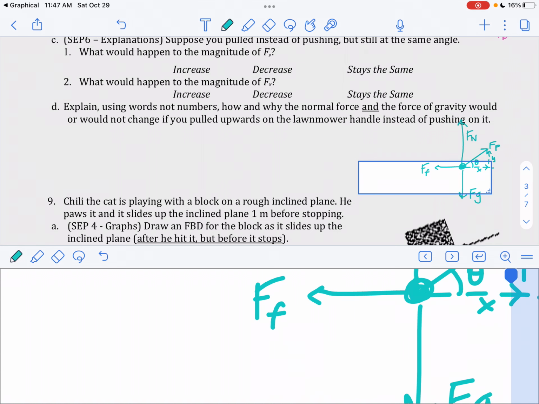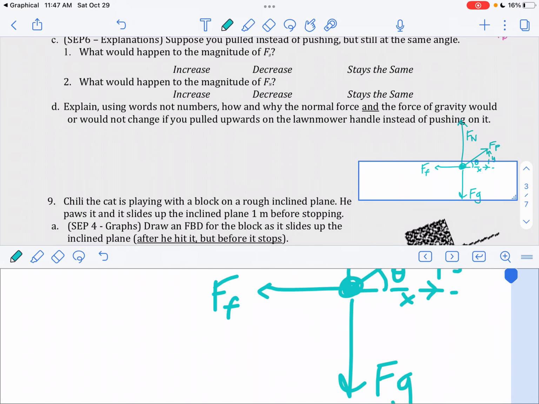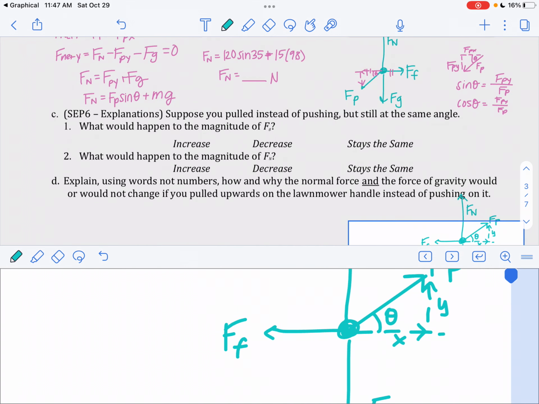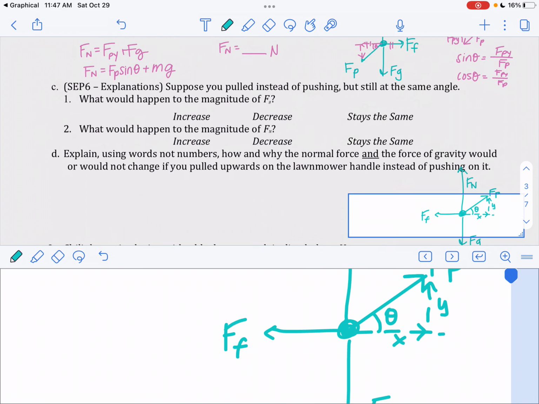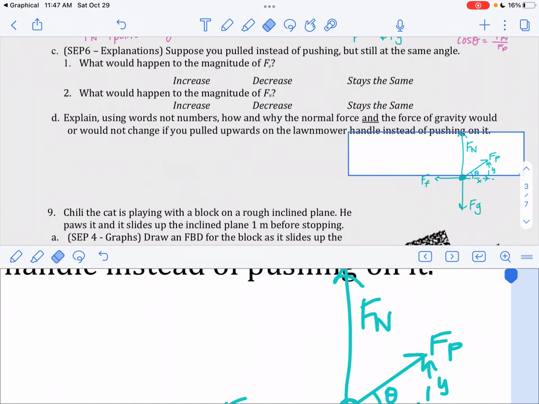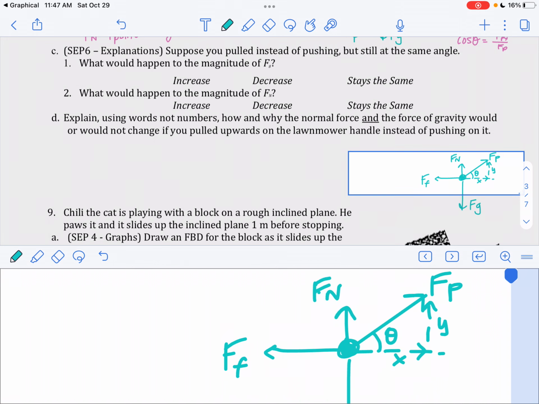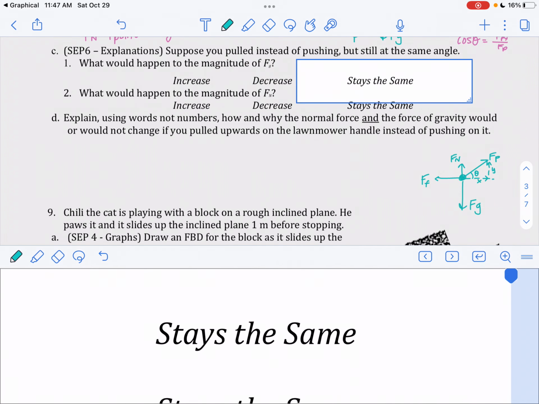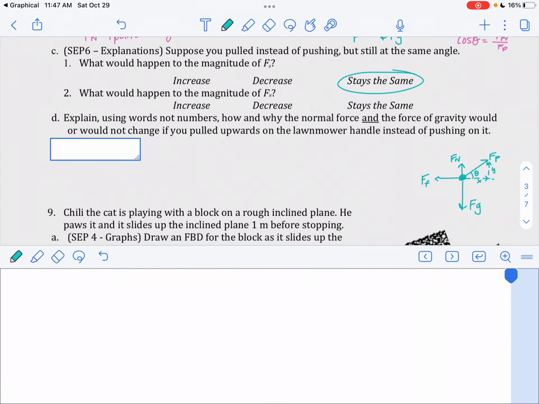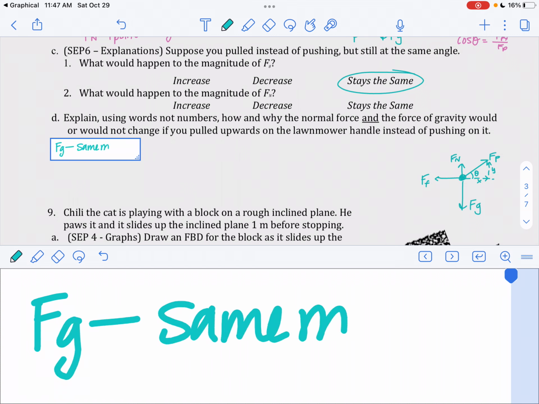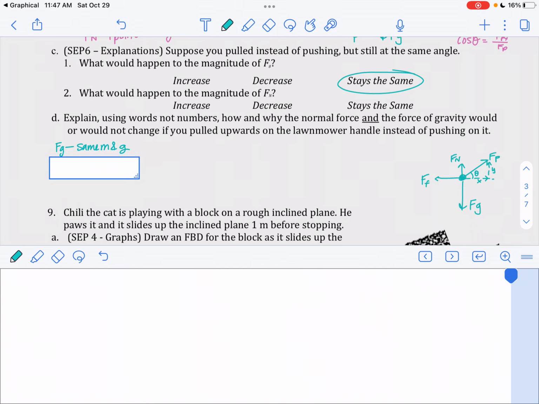Well, now I'm noticing that now I have two upward forces. Before I only had one upward force, which was just Fn. And now I have two upward forces, so that means Fn is going to get smaller because Fg is staying the same. And the Fnet still has to be 0. And so Fg is going to stay the same because same mass and gravitational field strength. Because neither of those are changing, Fg has to be the same.